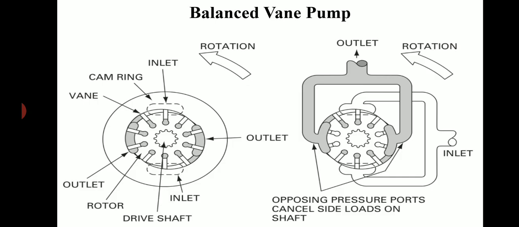Balanced vane pump. The parts are inlet, outlet, rotor, drive shaft, vane and a cam ring. Opposing pressure ports cancel side loads on the shaft.